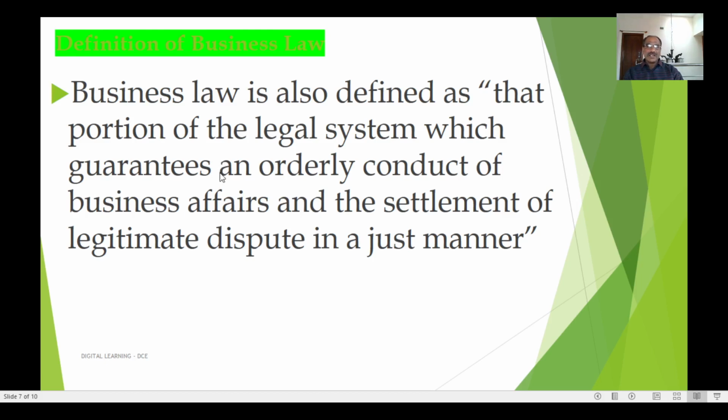Therefore it guarantees to all business people the orderly, correct conduct of business affairs, for doing good business, and the settlement of legitimate disputes in a just manner. If there are any disputes between business people and customers, or between business people, they can be settled with reference to the business law. So this is also one of the definitions of business law.